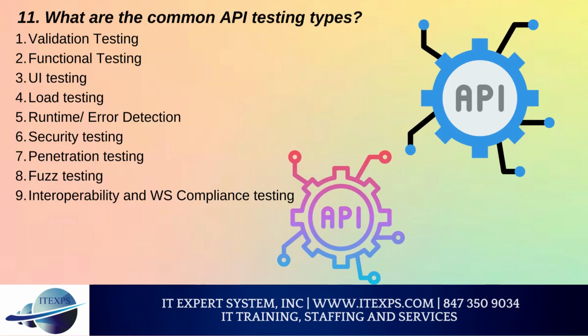What are the common API testing types? While there are certainly specialty tests, and no list can claim to be comprehensive in this realm, most tests fit broadly into the following 9 categories that you should remember before attending an API testing interview. Validation testing, functional testing, UI testing, load testing, runtime error detection, security testing, penetration testing, fuzz testing, interoperability and WS compliance testing.